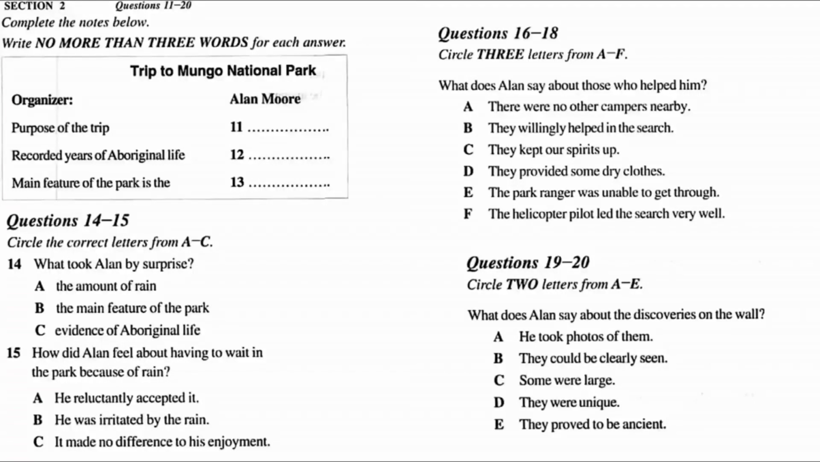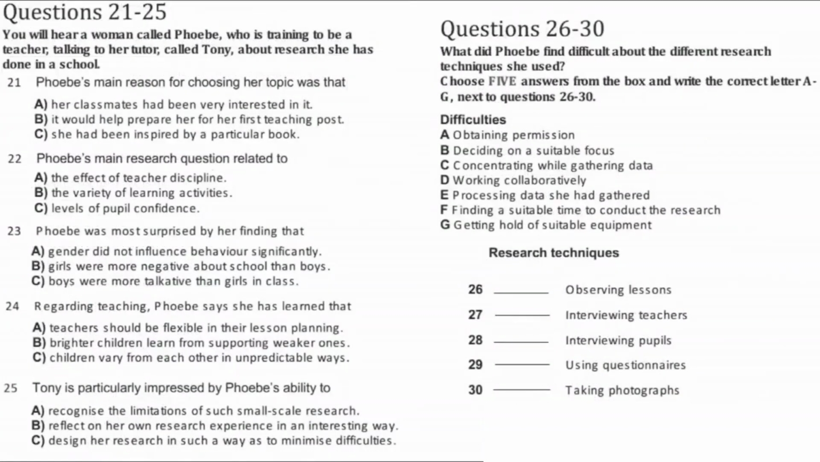Now turn to Section 3. Test 1. Section 3. You will hear a woman called Phoebe, who is training to be a teacher, talking to her tutor called Tony about research she has done in a school. First, you have some time to look at questions 21 to 25.